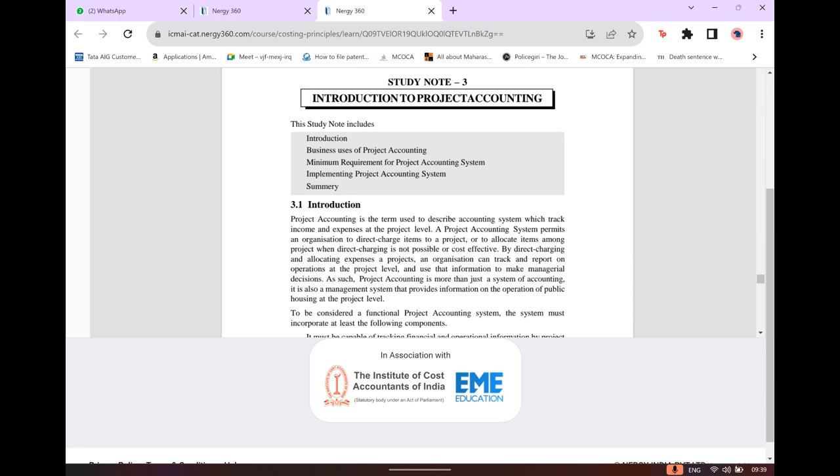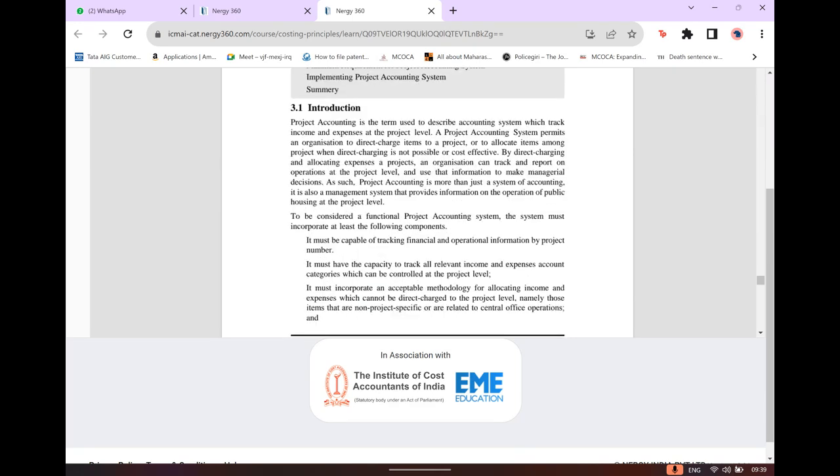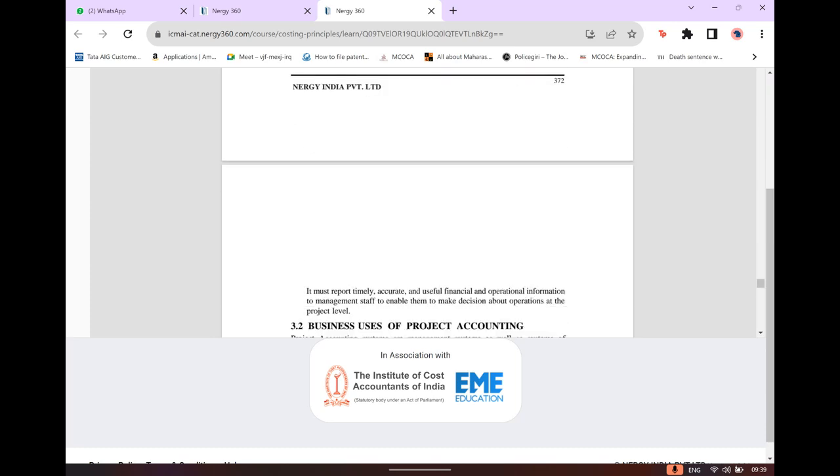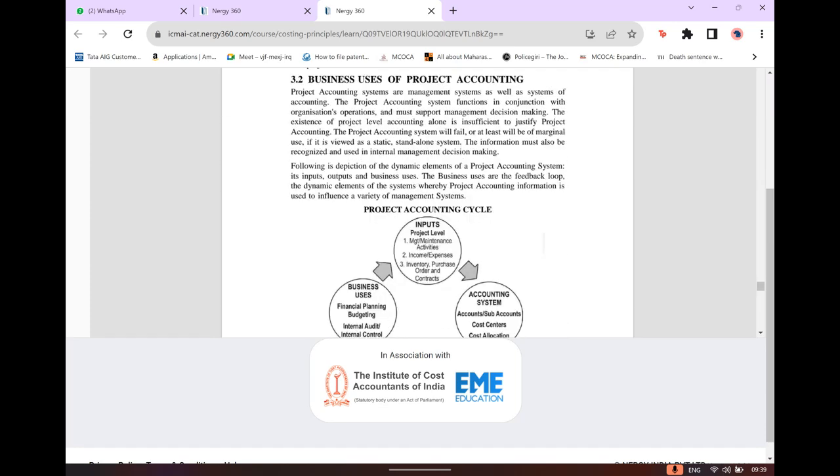With this, you will prepare an MIS. What are the prerequisites? It should be capable of tracking the financial and operational information. It must have the capacity to track all the relevant information relating to income and expenditure accounts. It must incorporate an acceptable methodology for allocating income and expenses which cannot be directly charged at the project level. So what are the business uses?